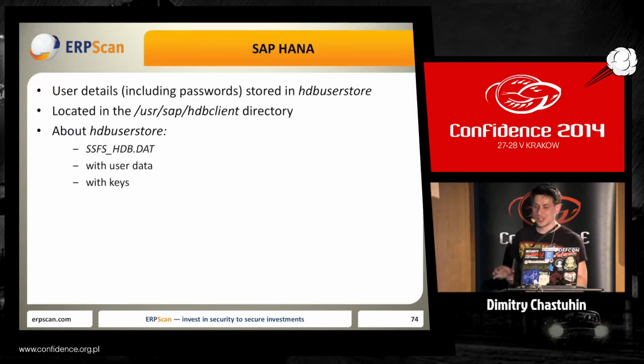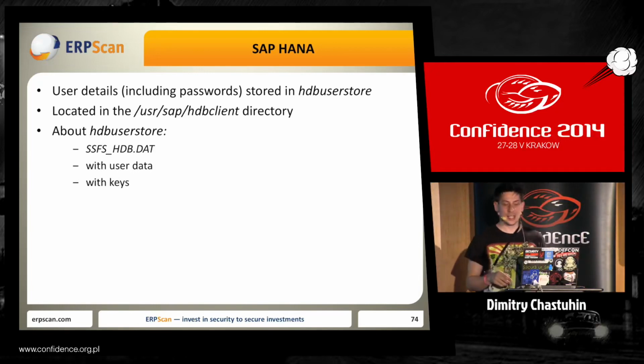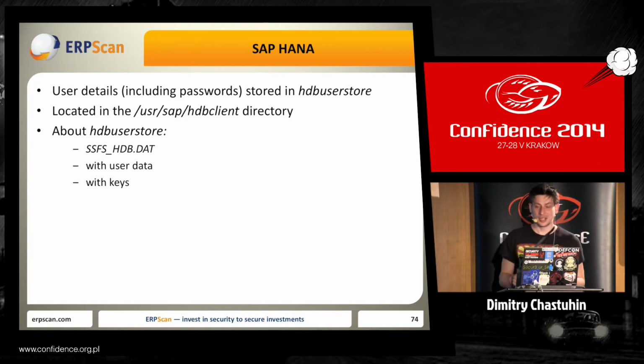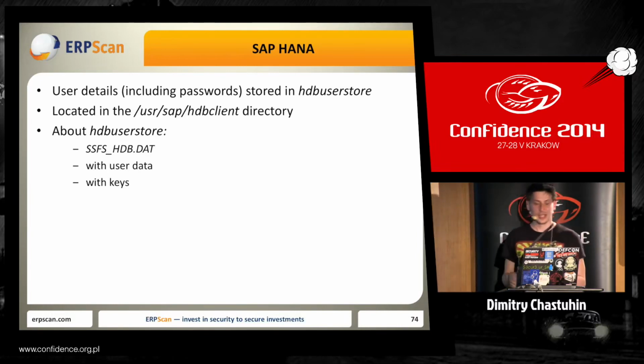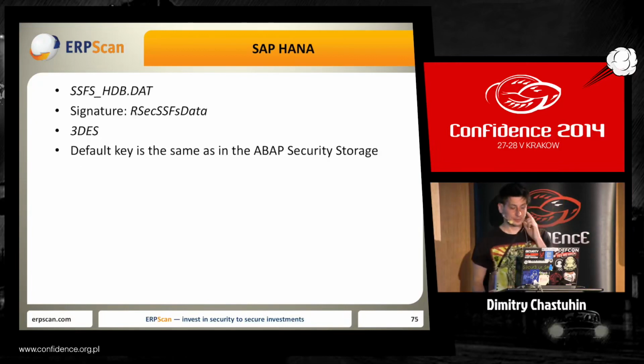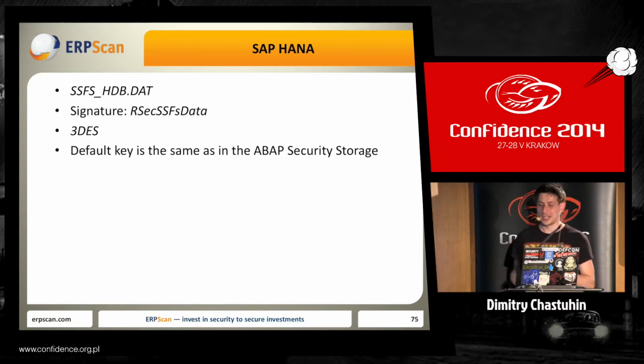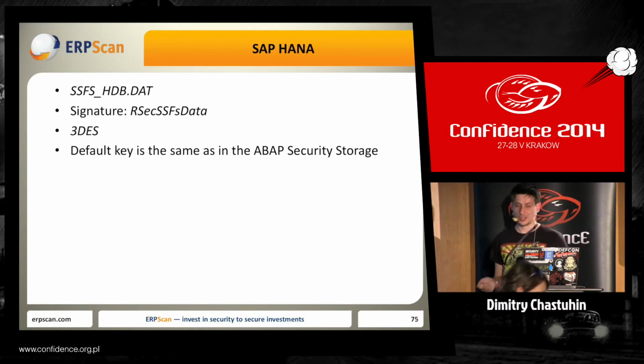A lot of interesting things HANA stores in the HDB user store. It is a kind of ABAP security storage. The default location of this storage is the /user/SAP/hdbclient directory, and all information is stored in the file ssf/hdb.dat. As in the ABAP security storage, HANA uses the same algorithm.